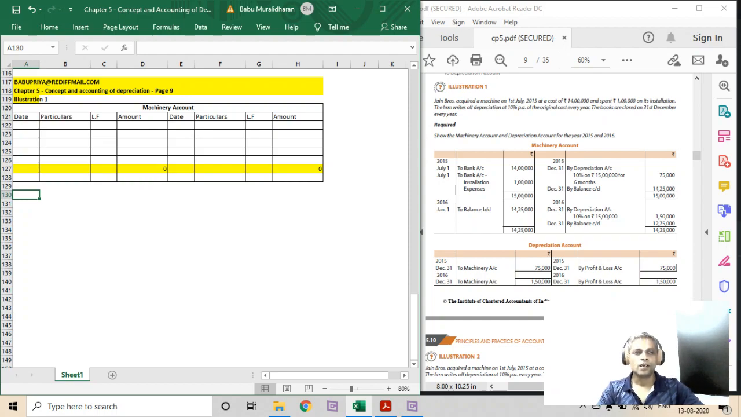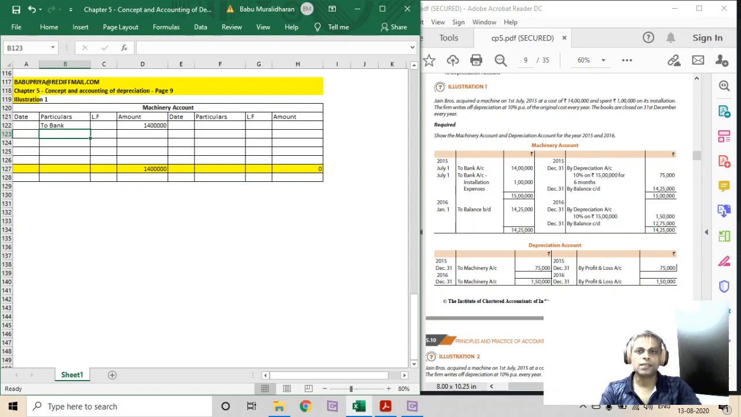So let's put the machinery account: to bank account, purchase of machinery. Machinery account debit to bank. Machinery being a real account, debit what comes in, that's machinery, and credit the giver, bank. Bank is a personal account, 14 lakhs.